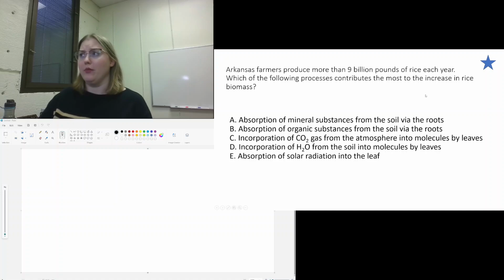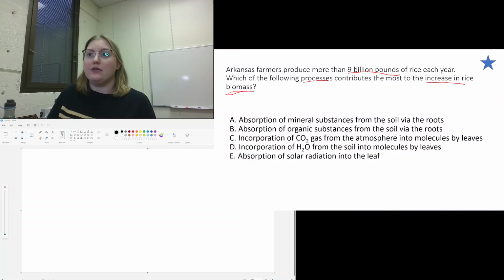So let's think for a moment. If Arkansas farmers produce more than 9 billion pounds of rice each year, which process is contributing to rice biomass? How are we getting that 9 billion pounds of rice biomass? Now, biomass is all of the matter in an organism, right?